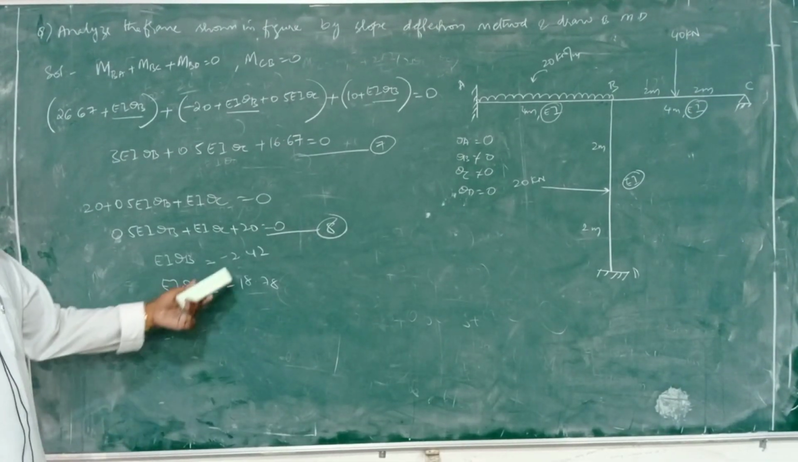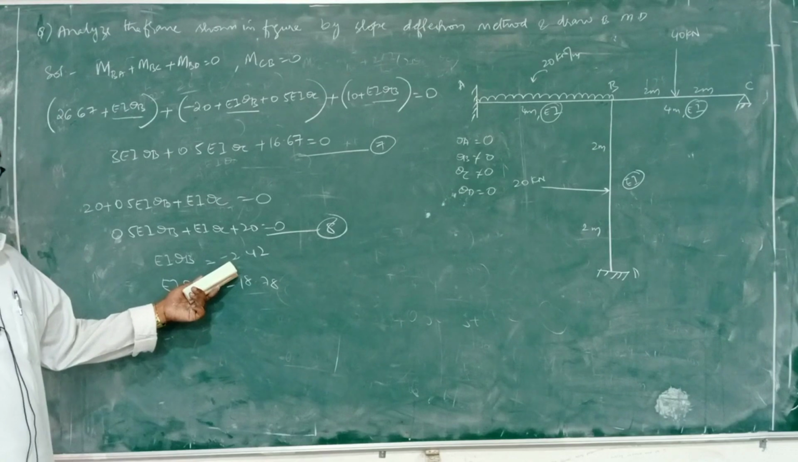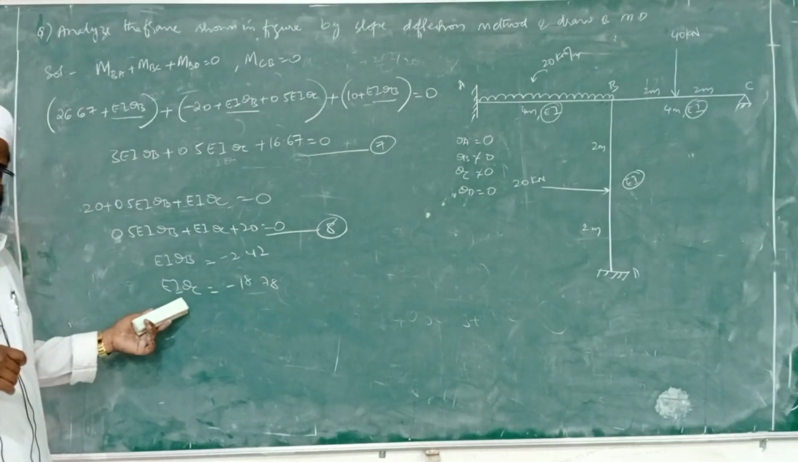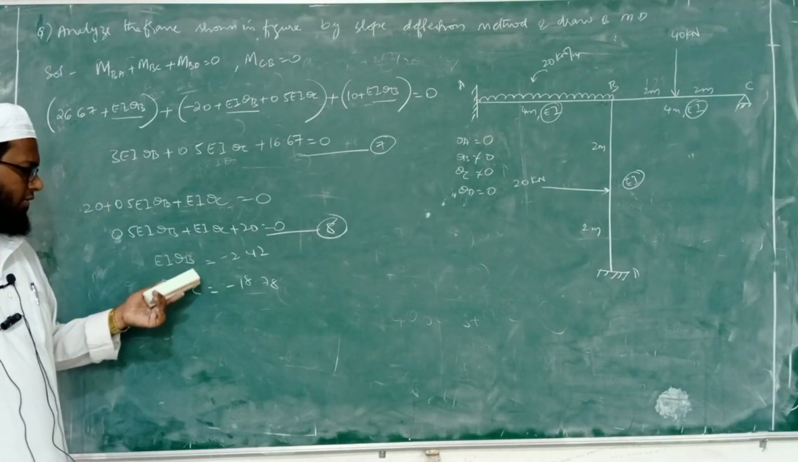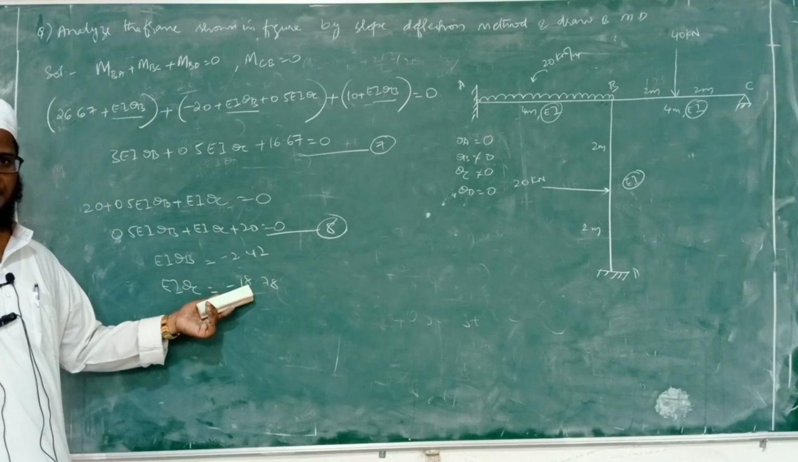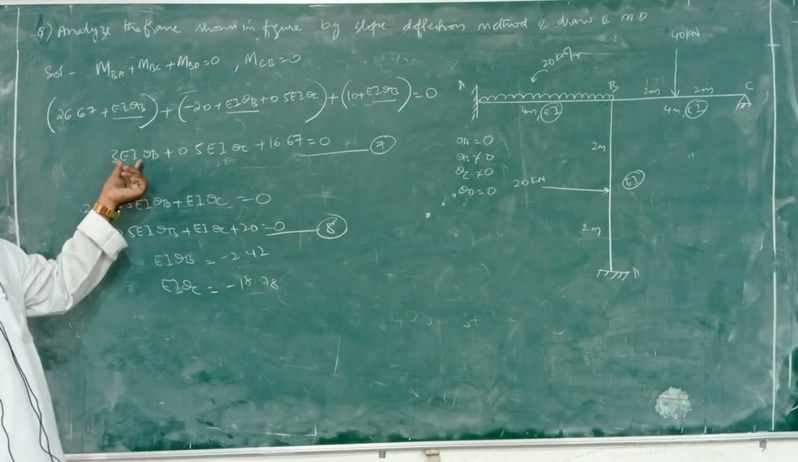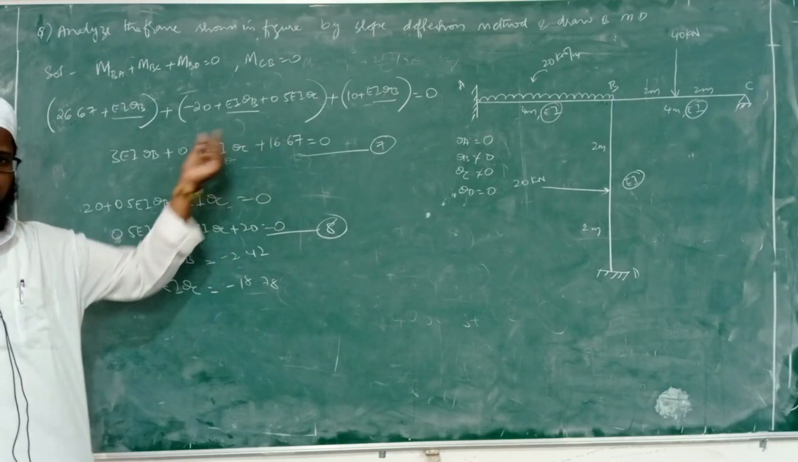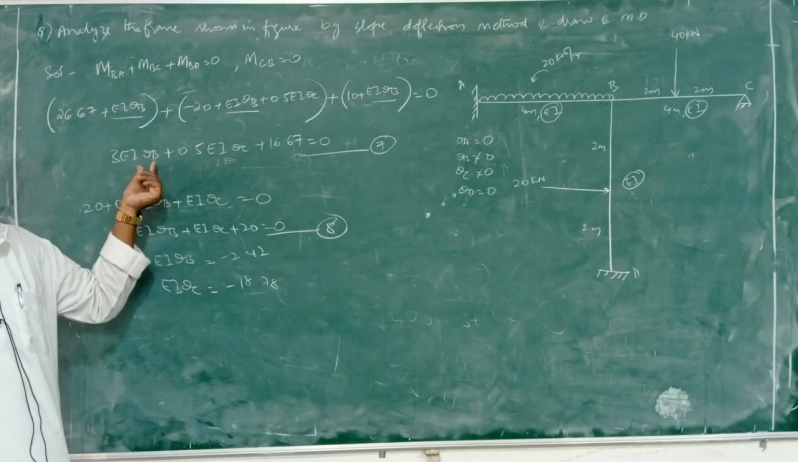So once you solve that one, you will get the value of EIθb, that is you will get x in your calculator. Similarly, this is y as per your calculator. So EIθb will be 2.42 and EIθc is 18.78. This is nothing but your ax plus by is equal to c, where EIθb is x.